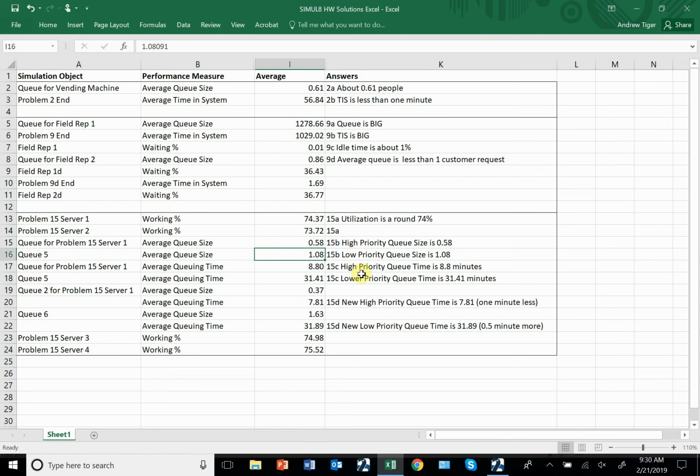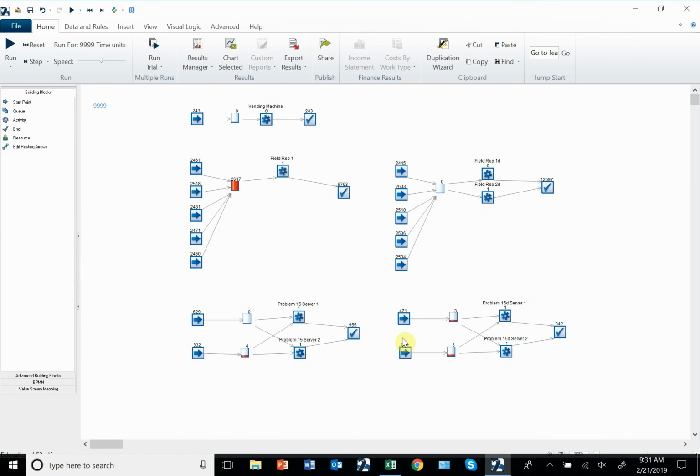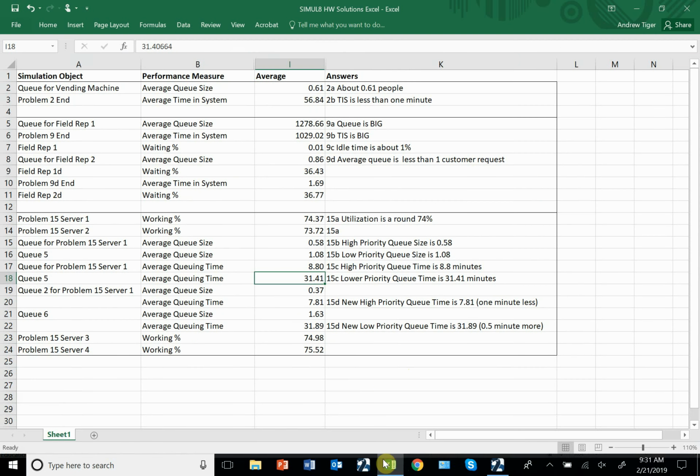And then the time that they're in the system is about 8 minutes for high priority and 31 for low priority. So the high priority don't have to wait as often. If you go level load, if you go over here and turn these where they're both showing up every 20 minutes, then the impact is not much.